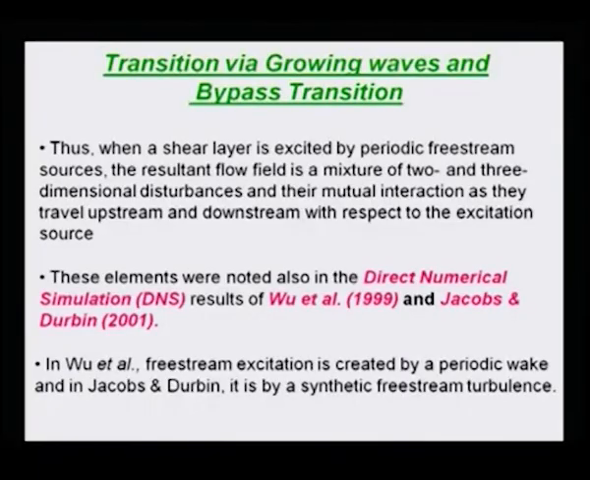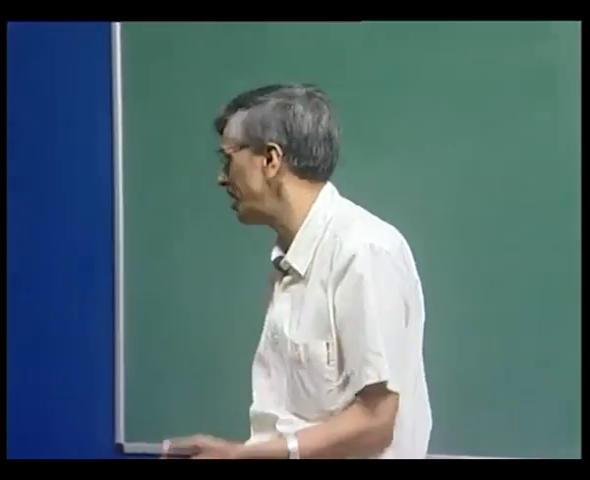Okay. Now we also talked about some direct simulation ourselves, but in addition we also note that there were some direct simulation, 3D simulations done by this group at Stanford, Wu, Jacob, Durbin, and Hunt, in this 1999 paper. Later on, Jacob submitted his thesis under Durbin. There also they talked about this DNS of this free stream excitation, right?